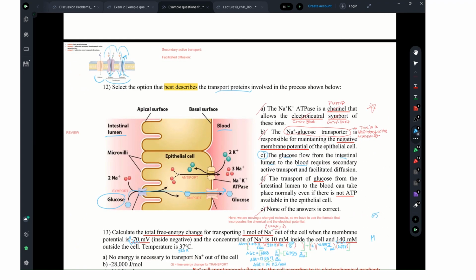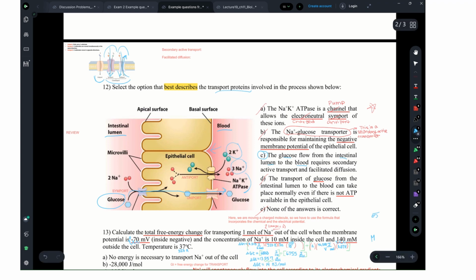Okay, so here we have the sodium potassium ATPase. They're saying that it's a channel that allows the electroneutral symport of these ions. So this isn't true. The sodium potassium ATPase is a pump, and it allows charged antiport of these ions. So you can see it here, sodium potassium ATPase pump. You can see that potassium is charged and it's going to the left, and you can see that, what else?